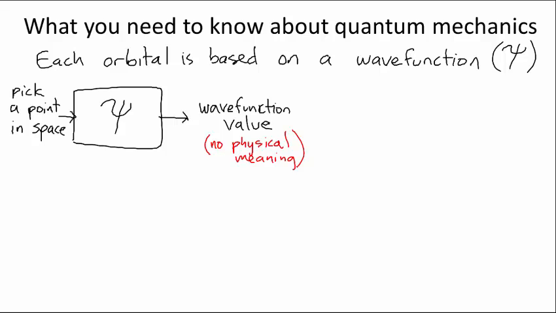Well, it turns out when you square that wave function value, or in reality it's even more complicated because psi is a complex function and it has a real part and an imaginary part, so you're not actually just squaring it, you're multiplying by what's called its complex conjugate. But you don't need to know any of that. What you do is you then square the value, and you get psi squared at that point in space, and that actually represents the electron density.